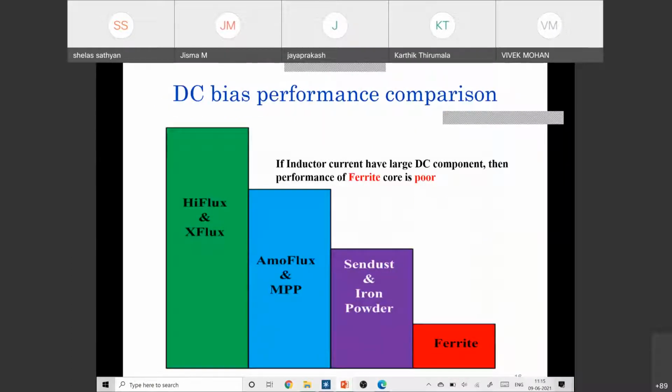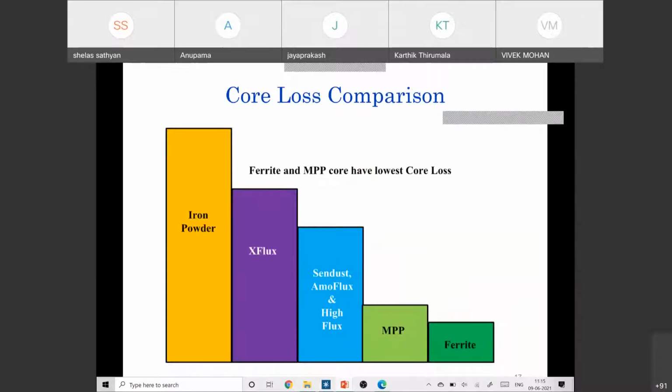If you look at the DC bias performance, that is quite important when you are making an inductor. The ferrite core may saturate very fast because it cannot handle much DC current, whereas the high flux core is suitable for high DC bias current. When it comes to core loss comparison, the ferrite is the winner. It virtually doesn't have much core loss, whereas the iron powder core has a large core loss. So if you want to reduce the core loss in your inductor or transformer, you have to go with the ferrite core.